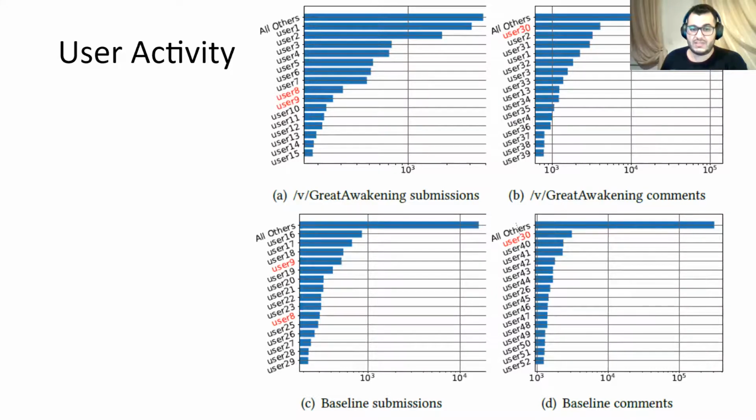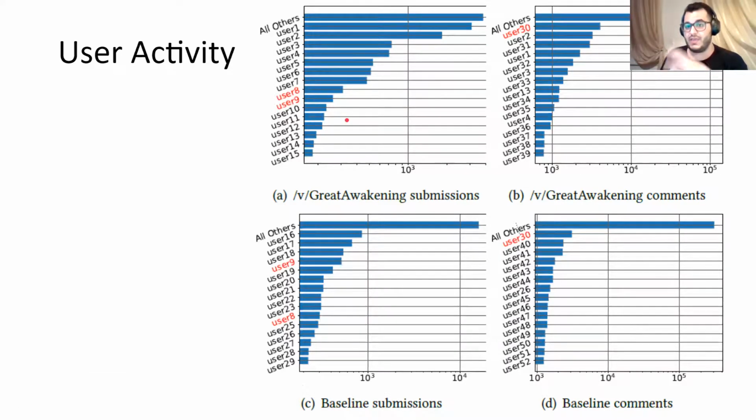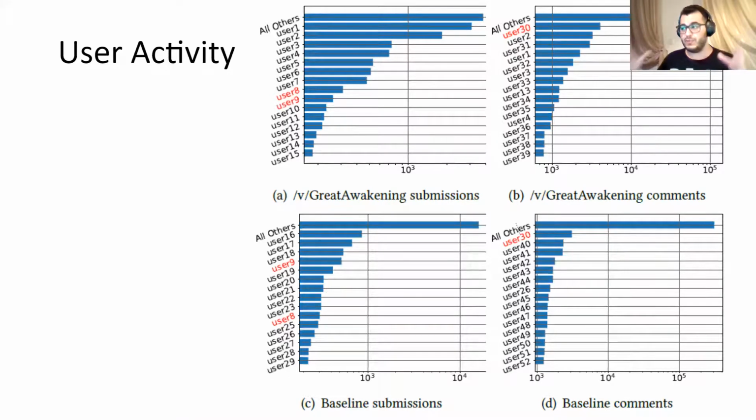When comparing this, the top 15 submitters altogether are responsible for 26% of the total submissions for the baseline subverses. So we see that in Great Awakening, the audience consumes data only from specific users and in great extent from user one, but when it comes to baseline subverses, we observe that that is more evenly distributed across numerous users.